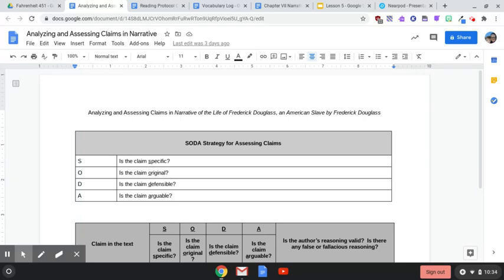The S refers to whether the claim is specific. O refers to whether the claim is original. D refers to whether the claim is defensible. And A refers to whether the claim is arguable.